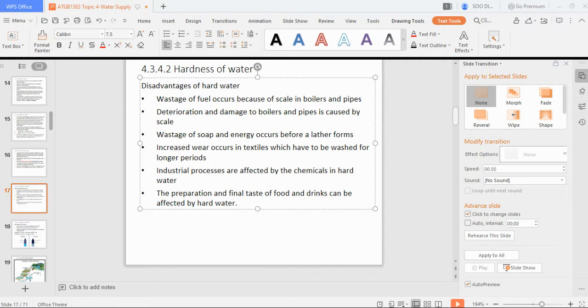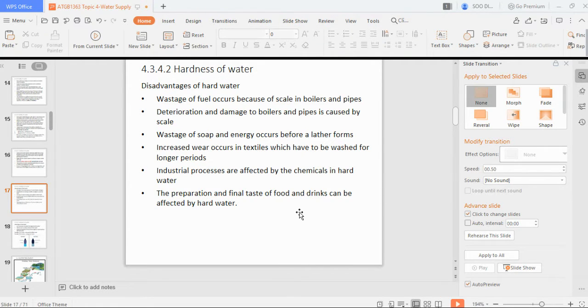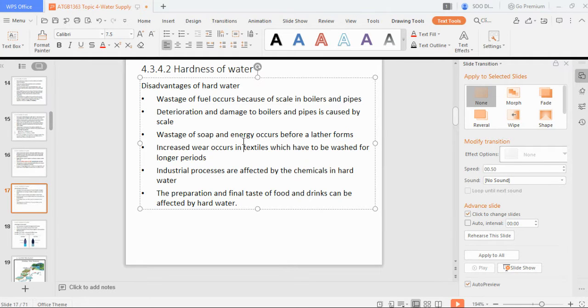So if you look in your bathroom or maybe in your kitchen, you might be able to see some sort of white deposit. This is actually a scale or mineral which is present in our water. When it's deposited, it will cause damage to the boiler and pipe that we have. We will need to waste more soap and energy to form a lather, and there will be more wear and tear to our texture if you use hard water to wash over a long period.